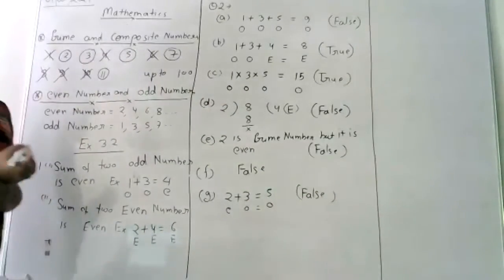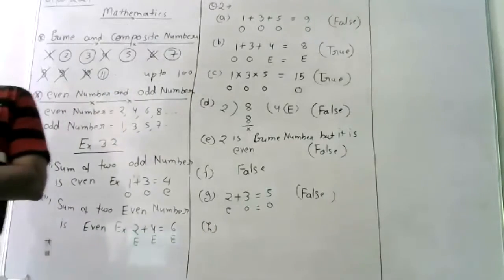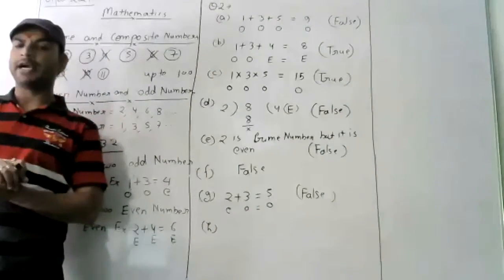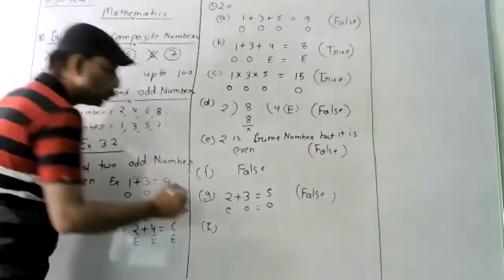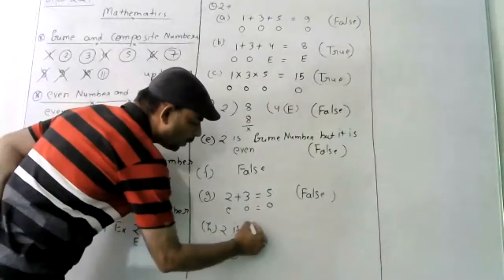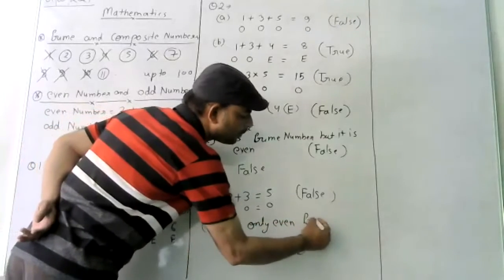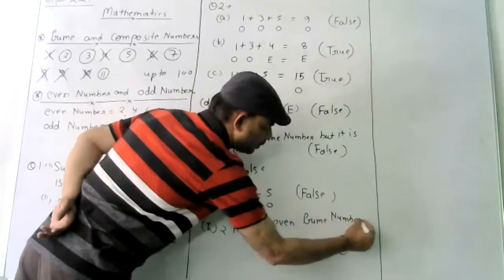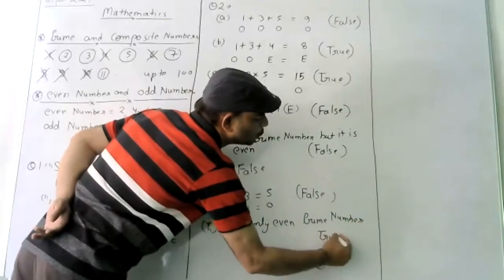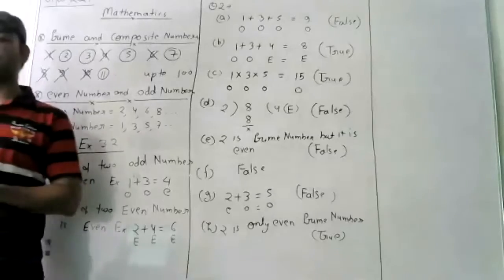And H. In H, 2 is the only even prime number. Yes, it is true. 2 is the only even prime number. This statement is true.